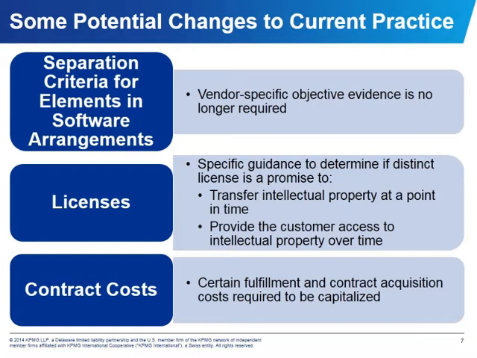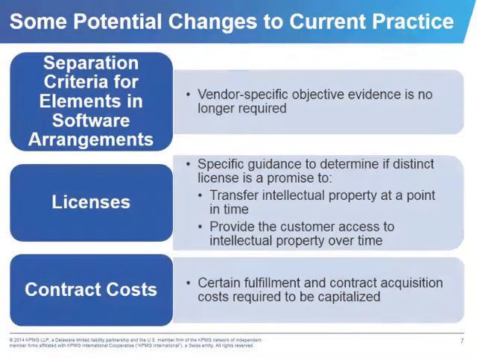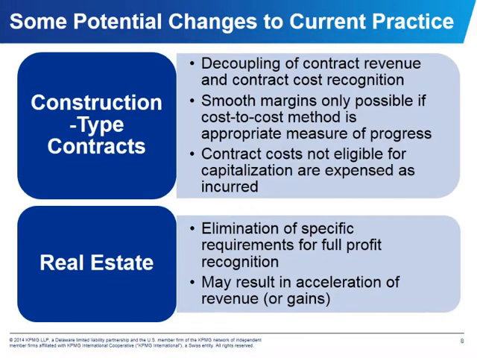Contract costs, there's specific guidance in there on cost to obtain a contract with the customer, and also cost to fulfill a contract with a customer that could result in some changes in practice. Construction type contracts, today a lot of construction contractors are applying SOP 81-1. The new standard is going to decouple the contract revenue and contract costs.